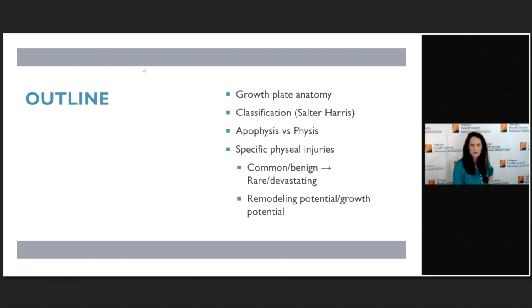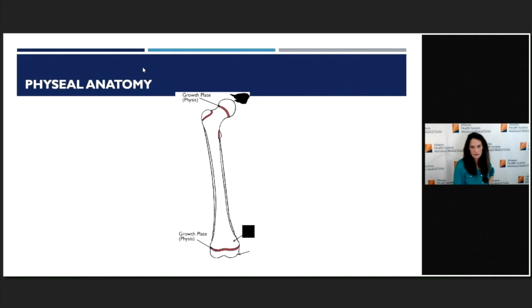And then we're going to look at a few of the specific injuries and talk about some of the more common and benign ones to the more challenging ones, and then discuss a little bit about remodeling potential and growth potential in kids. So to understand these injuries, you got to kind of know what a growth plate is.